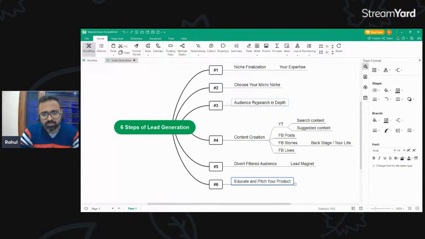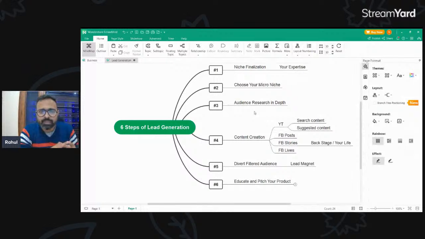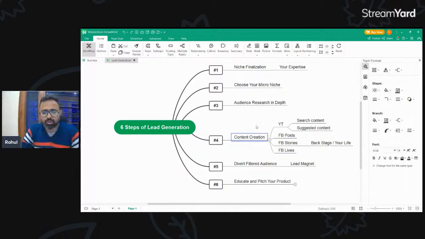The third thing is, research your audience in depth. You must understand your audience even better than they do. The next thing which comes is content creation. Start creating content. Start creating. See, content is like a salesman. These salesmen go outside in the market and they start giving value and help people to come inside your lead magnet, to take your lead magnet.